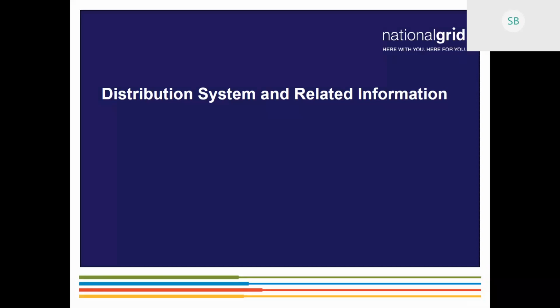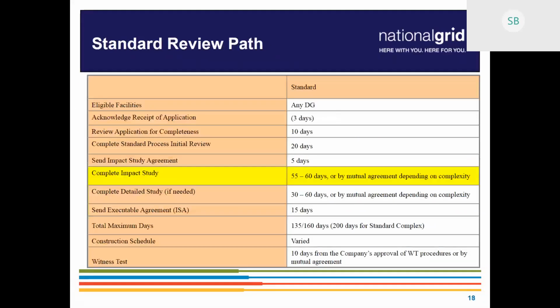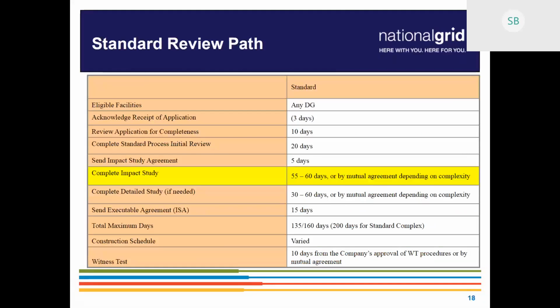Hi, question about the standard process in regards to the ISO notification for projects greater than 1 but less than 5. You highlighted in the pre-application that you would notify customers that there's the need for the ISO notification. At what point in this sequence of steps does that notification happen and ISO confirm whether or not a study is required?